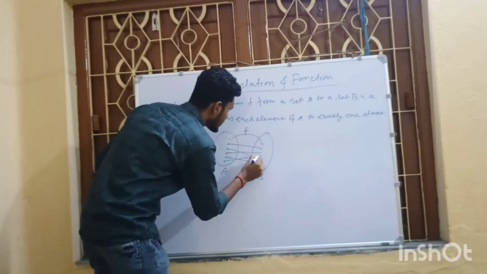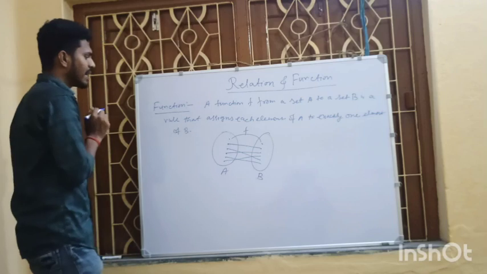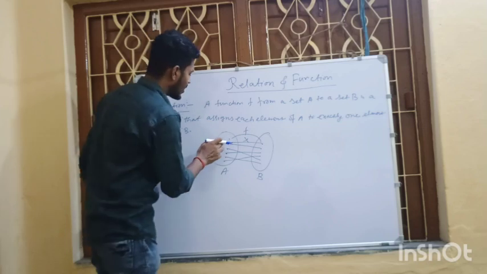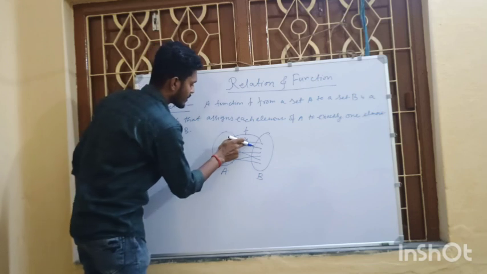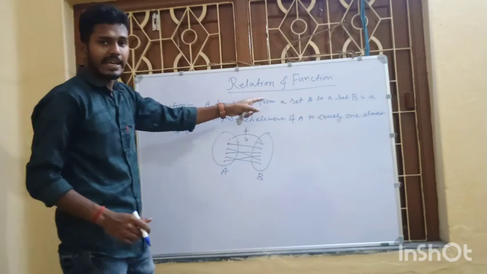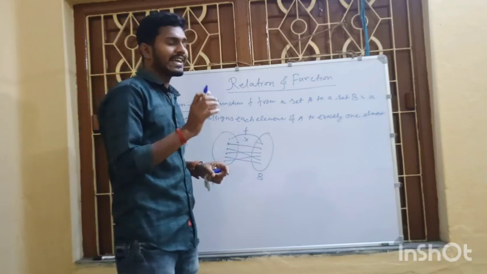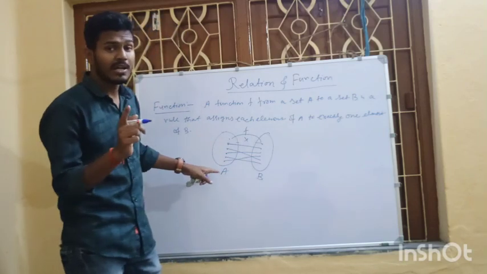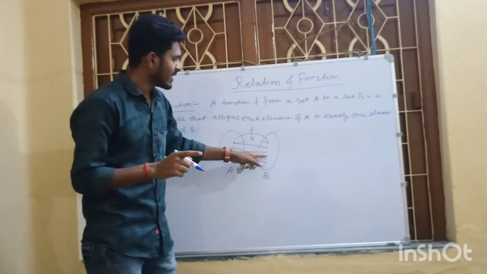Okay, then this is the first point: each element of A maps to exactly one element of B. This means if I map one element to two elements, this is not a function actually. Exactly means with one element. This is actually a function. So a function f from a set A to a set B is a rule that assigns each element of A exactly one element of B. No element in set A should be left out, and there is exactly one element in this set.